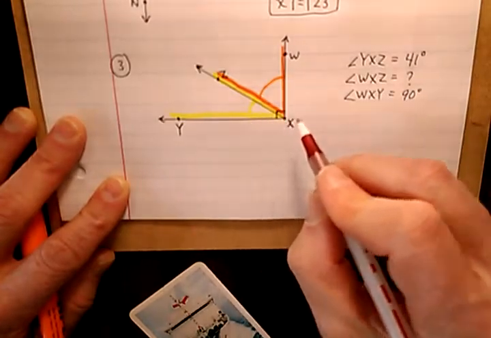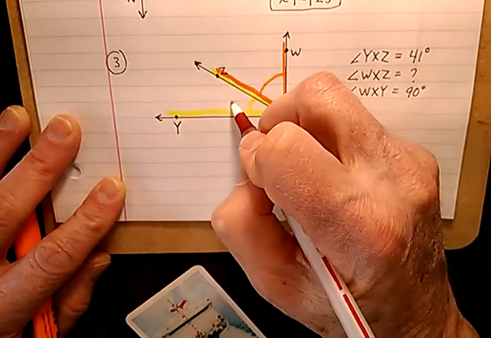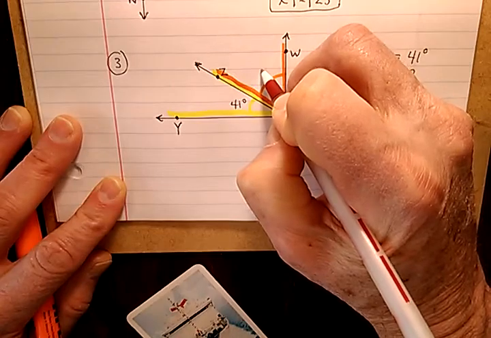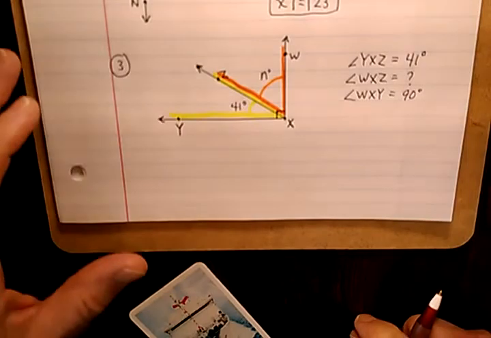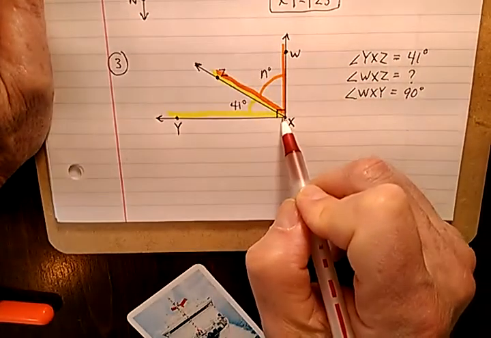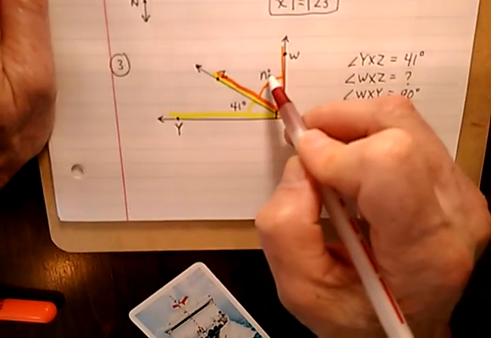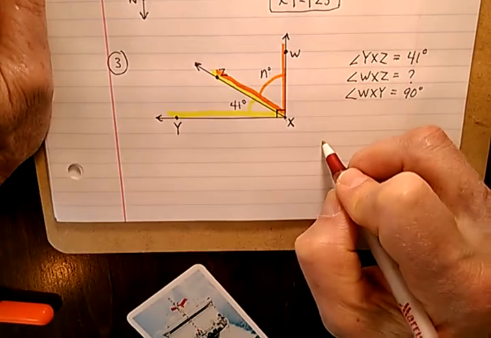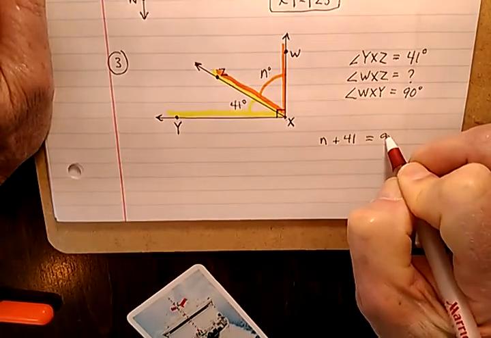So let's say, okay, we need to label this. YXZ is our 41 degree angle, and this one we'll call N degrees. We don't know what it is. So how can we set up our equation to figure out what the measure of angle WXZ is? Well, the equation would be adding these two measures together to equal 90 degrees. So we could say that N plus 41 equals 90 degrees.